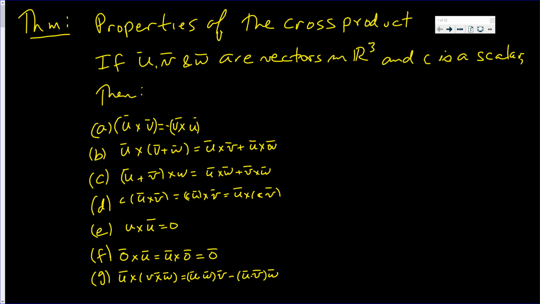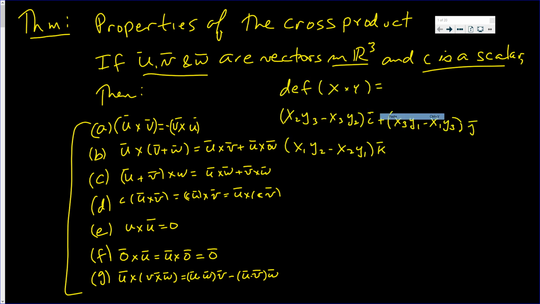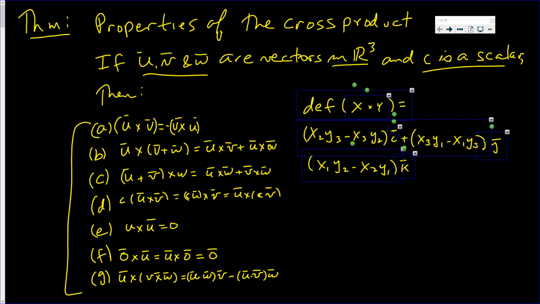In this video, I'm going to prove 7 properties of the cross product. If U, V, and W are vectors in R3 and C is any scalar, then we're going to prove these 7 properties. And we're going to do this using the definition of cross product. So let me put it up here. And let's talk about the way I like to use this.